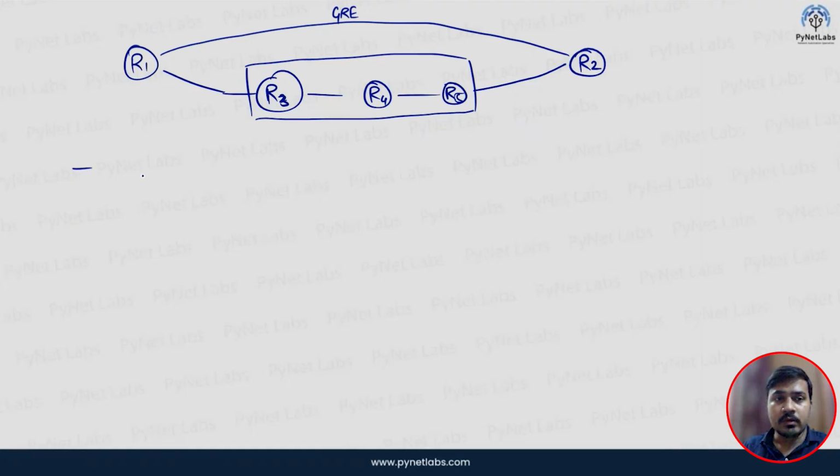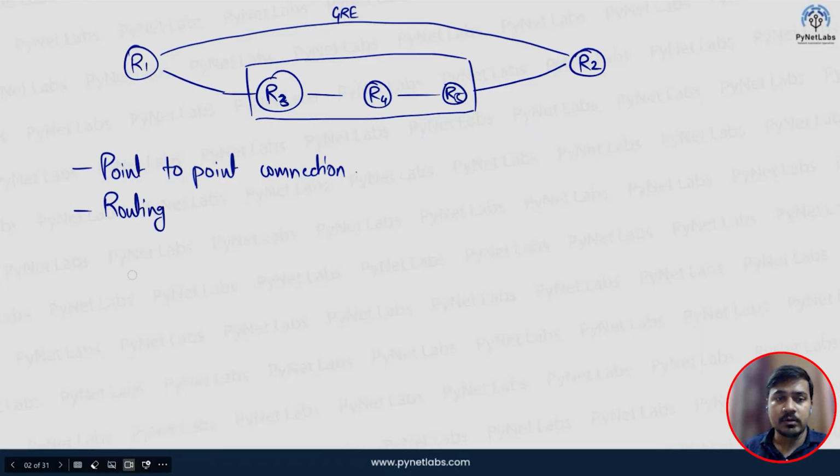So like I said, it can be used to provide a point-to-point connection. If you want to connect a point directly with your destination, you can configure GRE. Another thing, it could be used to hide improper routing decisions.